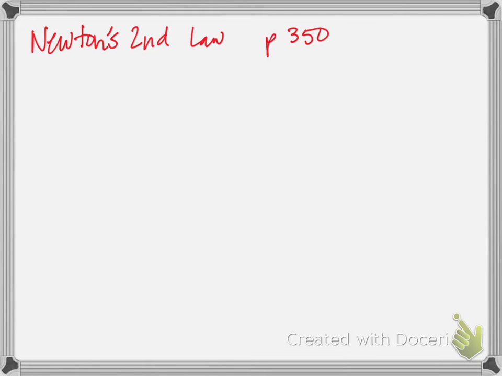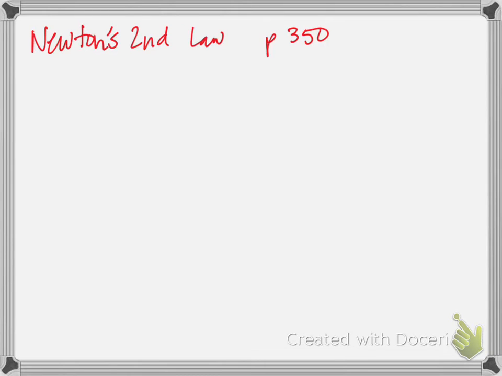Zookeepers lift a stretcher that holds a sedated lion. The total mass of the lion and the stretcher is 175 kilograms, and the upward acceleration of the lion and the stretcher is 0.657 meters per second squared. What is the unbalanced force necessary to produce this acceleration of the lion and the stretcher?